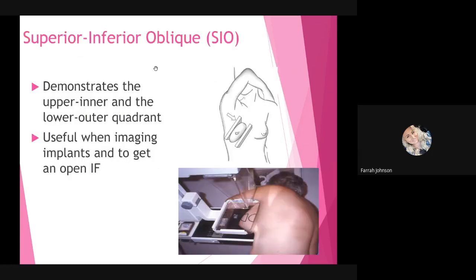Then we have our superior to inferior oblique, or SIO projection. This is going to demonstrate the upper inner and the lower outer quadrant of the breast. This is useful when imaging implants and to get an open inframammary fold. Okay, this one is not as common. Personally, I've never performed this projection, but basically, it's like a reverse MLO in that the patient, instead of facing the tube, is going to actually face the image receptor, and you are going to compress the breast from the lateral region, compressing the medial breast against the image receptor.